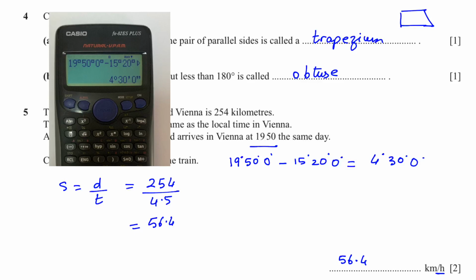So this is the button you have to press. And then when you get 4 hours 30 minutes, if you want to change it to hours, just do shift and then press this one and you will get 4.5.